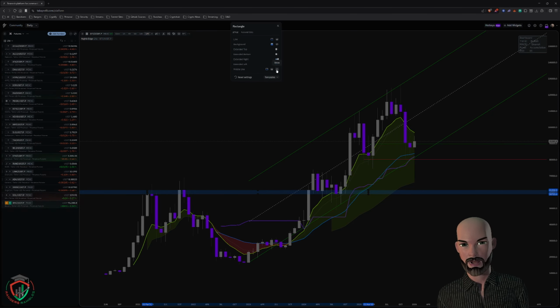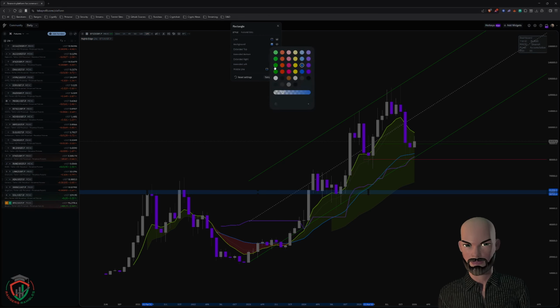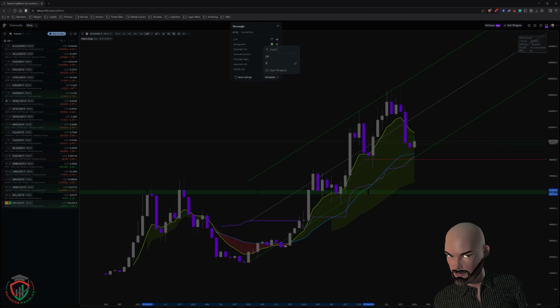Interesting. Okay. We don't want the middle line on this anyway. So this would be, let's name this as supply. Do we want it blue, or should we go with a green for a supply? Supply is almost always a buy point, isn't it? So let's call it green, I think, for now. Save template, name it as a supply.